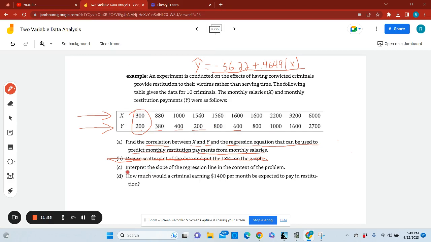All right, so let's skip to part C. Interpret the slope of the regression line in the context of the problem. So the slope of the regression line is 0.4649, and within the context of the problem, the x variable represents the criminal's monthly salary, and y hat represents the value of their restitution payment. So basically, for every dollar that I increase x, what is the slope telling me? For every dollar increase in monthly salary, my restitution payment is going to increase by 0.4649.